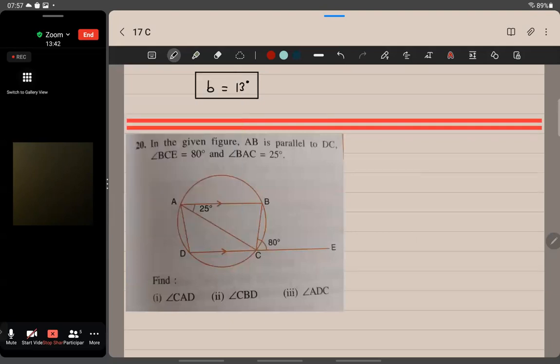In the given figure, AB is parallel to DC. AB is parallel to DC. Okay. We have to find CAD, this angle. Okay, we can find that. We can find this easily.